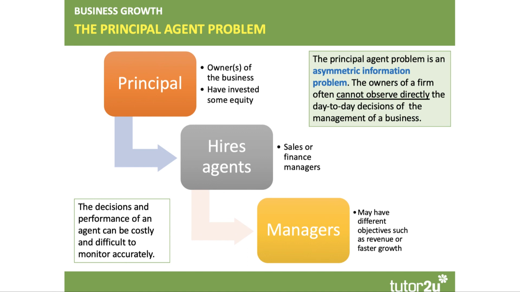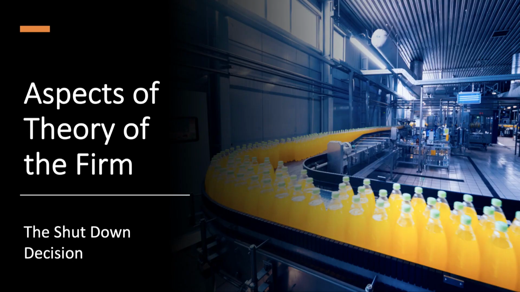So we've been through what are some of the key objectives of businesses, some of the key diagrams, but do please be aware of the principal agent problem and the fact that oftentimes the people running a business don't necessarily have the same objectives as the people who own the business. In the next video on this revision series, we're going to be looking at the shut down decision.